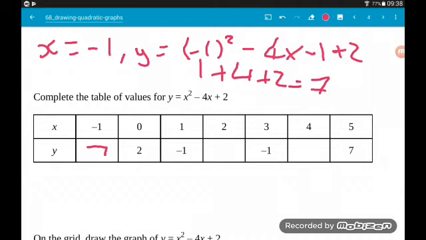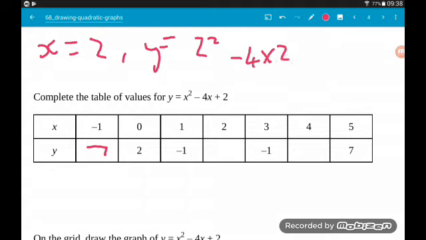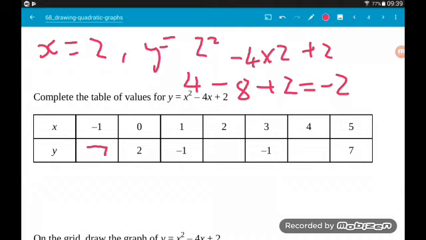The next one we need to find is y when x is 2. So let's just get rid of this stuff. So when x is 2, y is equal to 2 squared minus 4 times 2, and then plus 2 at the end. So 2 squared is 4, minus 4 times 2 is minus 8, and then plus 2 in the end. So 4 minus 8 is minus 4, plus 2 gives us minus 2. So when x is positive 2, y is minus 2.